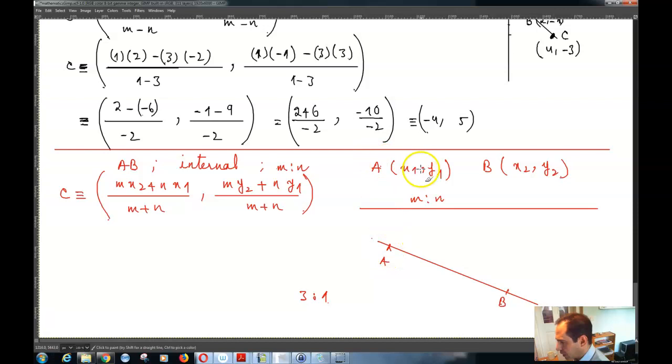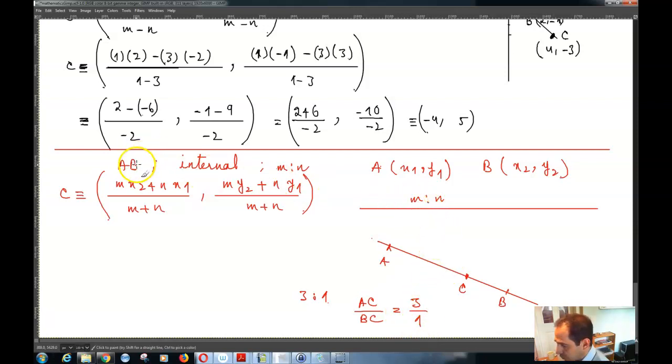So if I take my A as x1 y1, B as x2 y2, and if the ratio is 3 to 1, that means that the point C is going to be somewhere over here, because the way that this whole thing works is that AC to BC is supposed to be equal to 3 to 1, meaning that this distance is supposed to be 3 times this distance, or the ratio of the two distances is supposed to be 3 to 1.